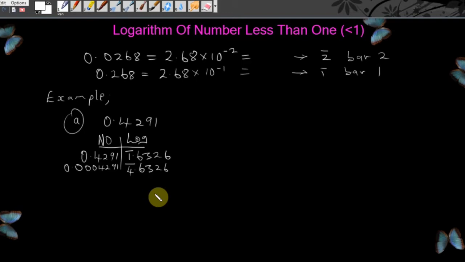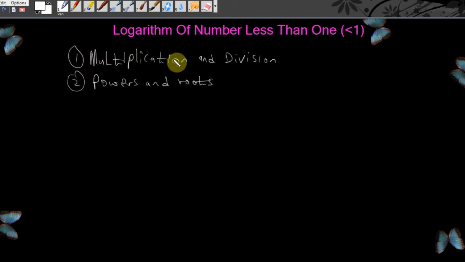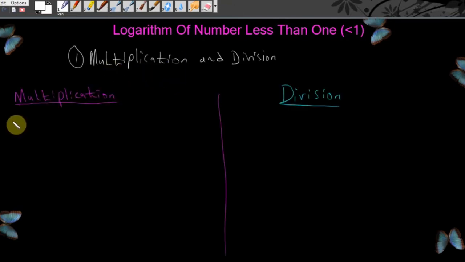Let's now go into solving problems with logarithm table. Don't forget the anti-logarithm. We learned it in the last class. We will also use it here. We also have multiplication and division, powers and roots, like we had in the last class. Let's begin with the first one, multiplication and division. Like we did in the last class, let's quickly solve one example of multiplication and one example of division. I believe it will help us learn all these things.